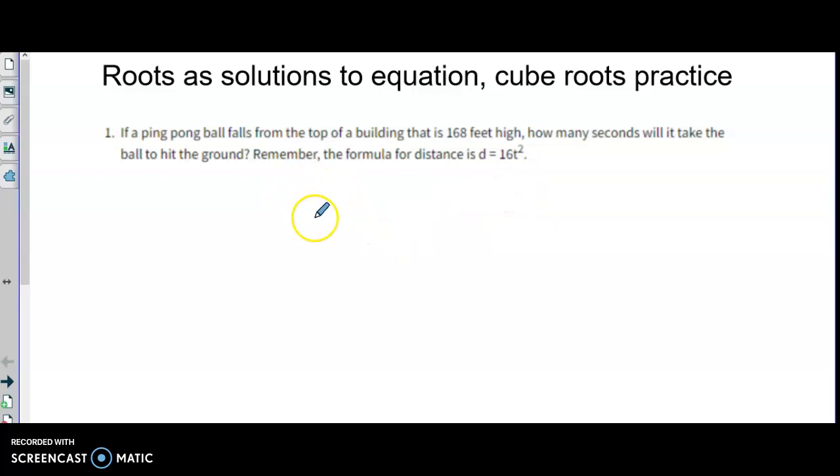Okay, so let's go ahead and plug in what we know. We know that it's 168 feet high. That's going to be the distance. What we don't know is the time. We don't know how many seconds, so we're going to try to solve for t. So I'm going to plug in 168 for the distance, and that equals 16 times t squared.